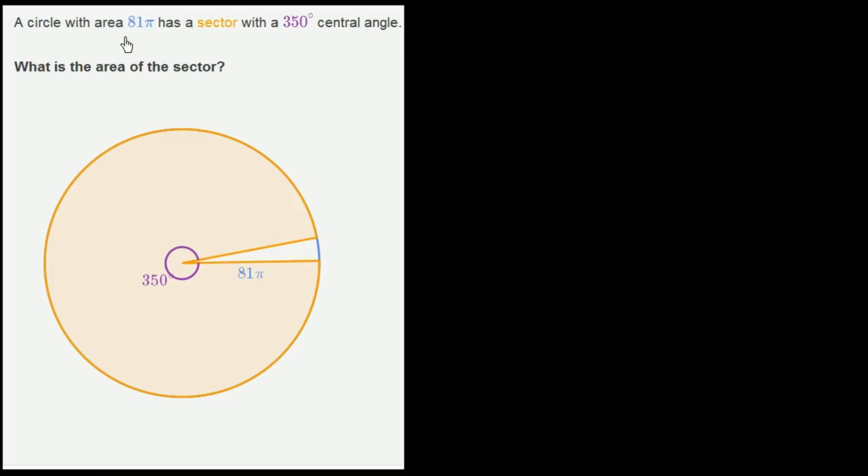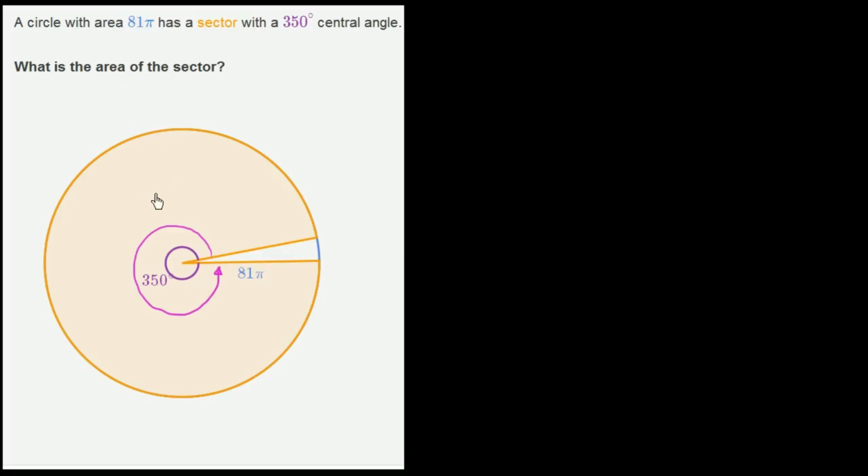A circle with area 81 pi has a sector with a 350-degree central angle. So this whole sector right over here that's shaded in this pale orangish yellow color has a 350-degree central angle. So you see the central angle, it's a very large angle. It's going all the way around like that. And they ask us what is the area of the sector.